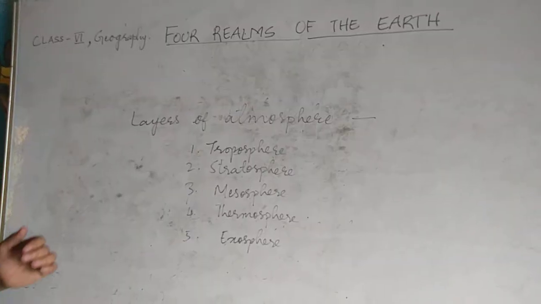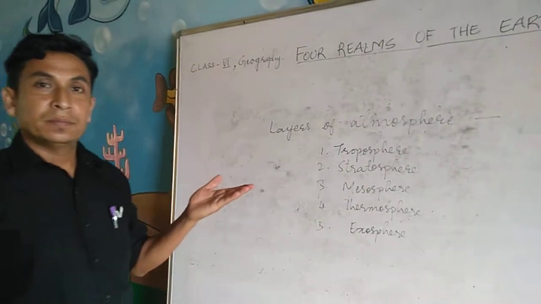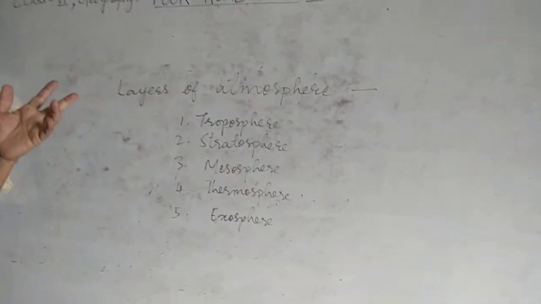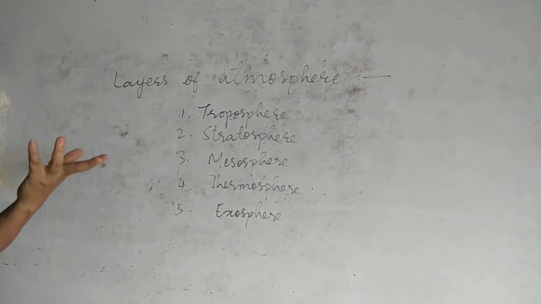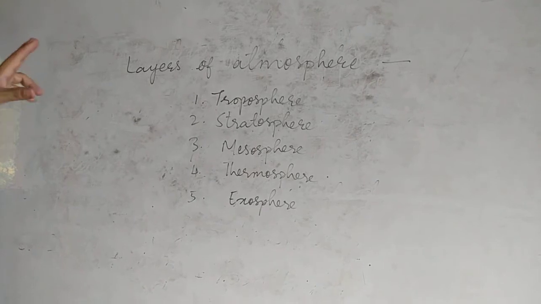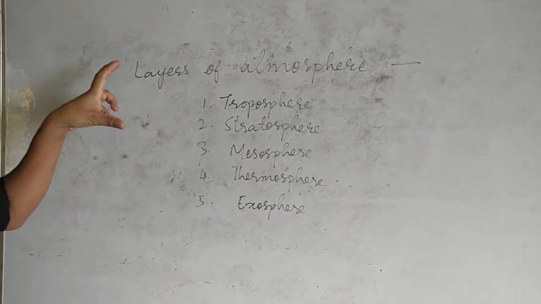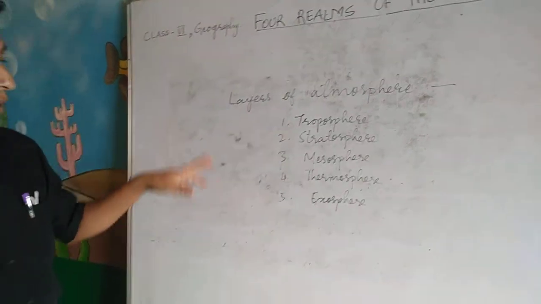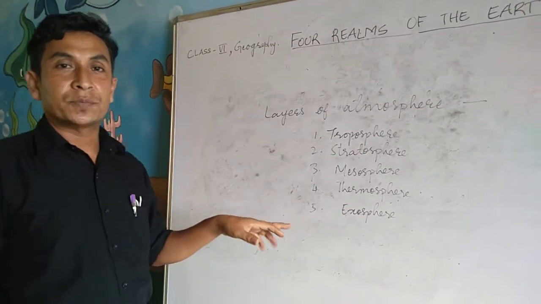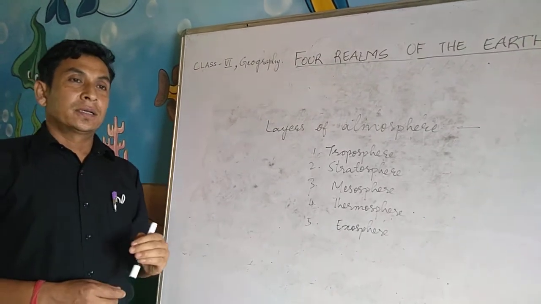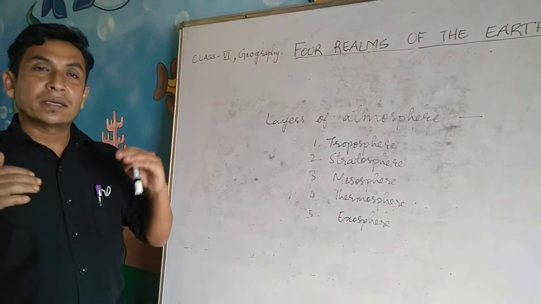Okay. Now we have already discussed the atmosphere. Now we discuss the different layers of the atmosphere. So we have 5 different layers of the atmosphere. The atmospheric layers are present in such a manner.